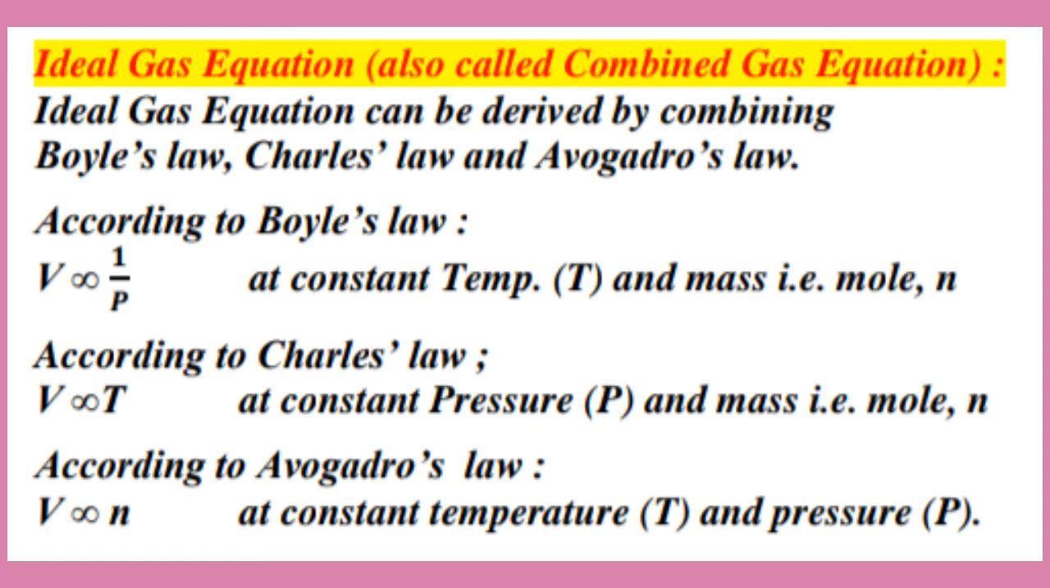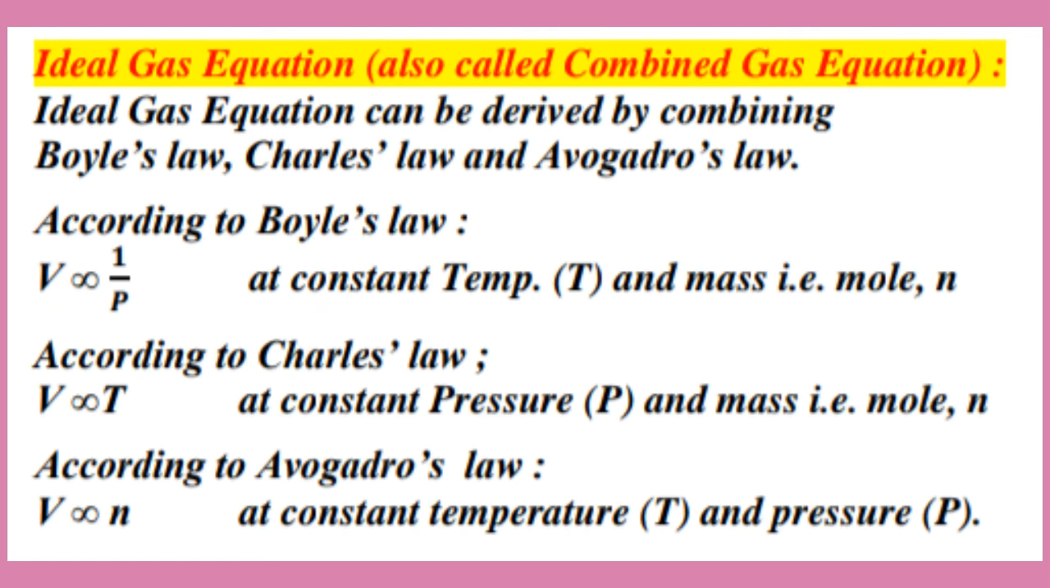Charles law states that the volume of a given mass of gas is directly proportional to the absolute temperature of that gas. V is directly proportional to capital T, at constant pressure and constant mass. Mass means number of moles.